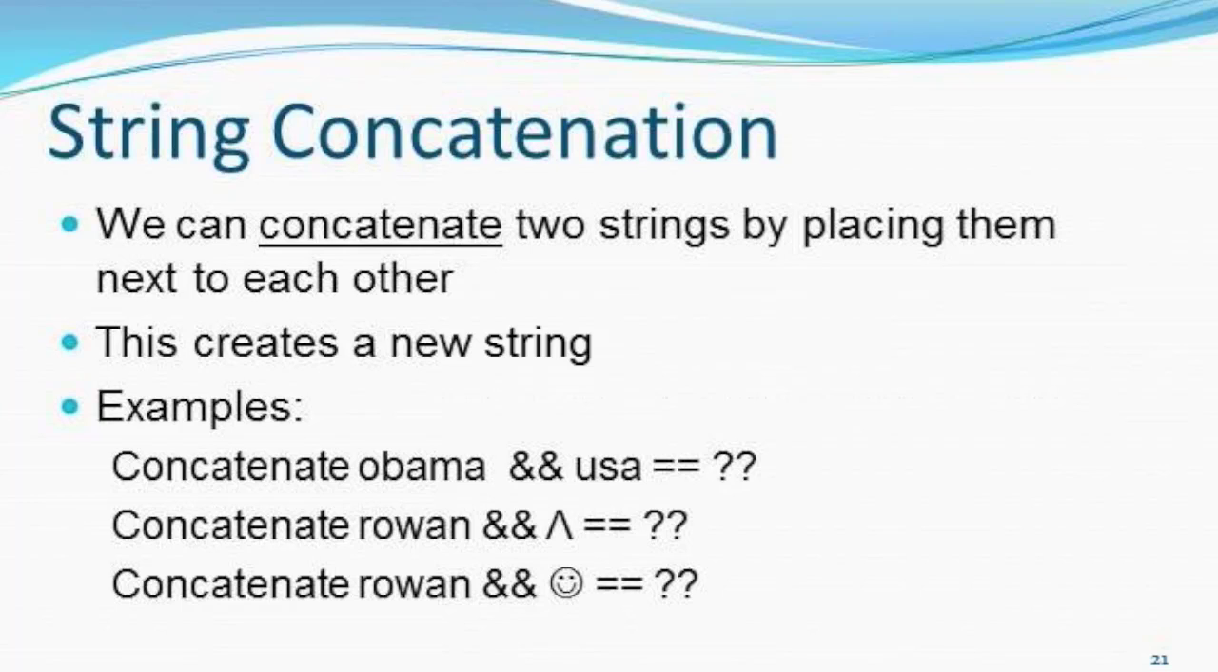We talk about string concatenation just like we do in programming, and we say we concatenate 2 strings by placing them together. So, for example, we could concatenate Obama and USA, or Rowan and the empty string, or Rowan and the smiley face, and it does exactly what you would expect. The only thing you might want to note closely is that anything concatenated with the empty string is just the original thing that you had.